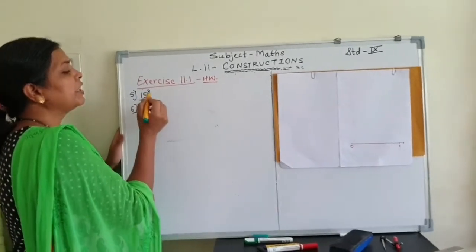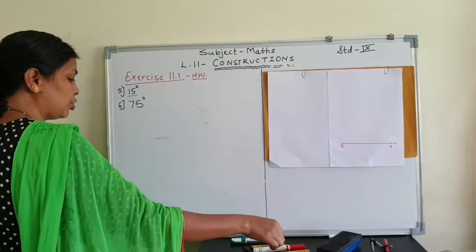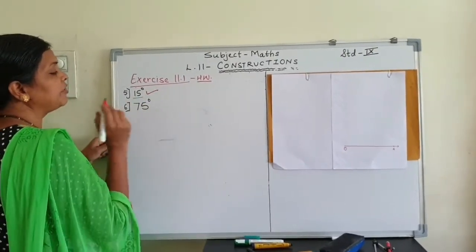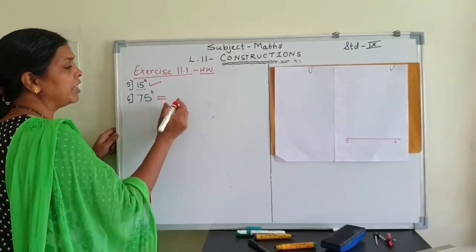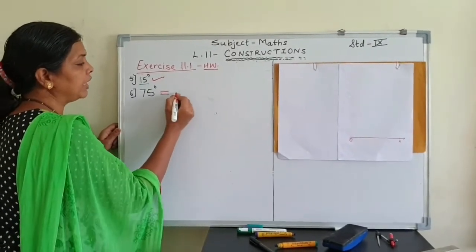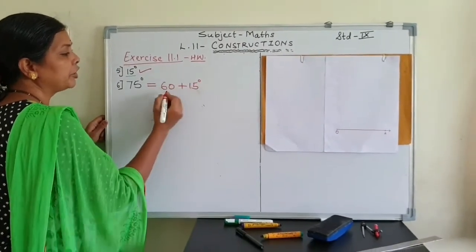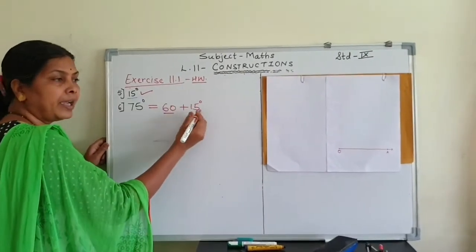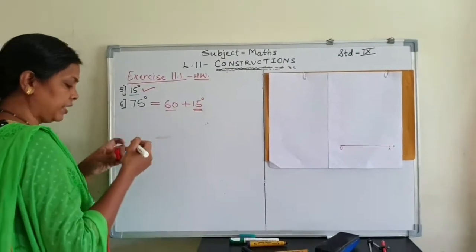So next is the 15 degree angle, but the 15 degree angle, in the previous example you have seen how to draw it. Then the 75 degree angle. 75 degrees, how do we get it? So first of all, you know that 75 degrees is 60 plus 15 degrees. So it means first you know how to draw a 60 degree angle, and then the 15 degree angle we are finding it. Let's see over here.